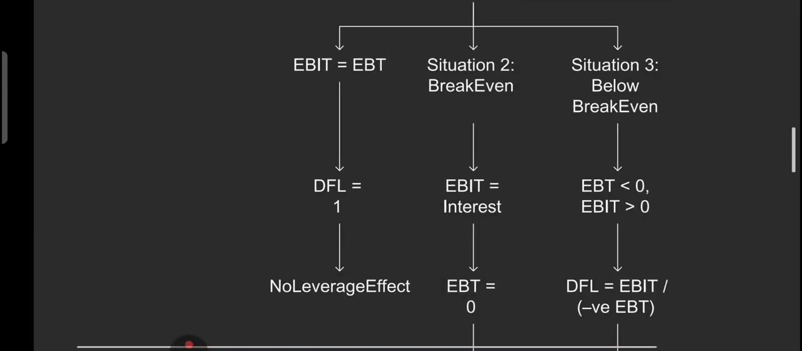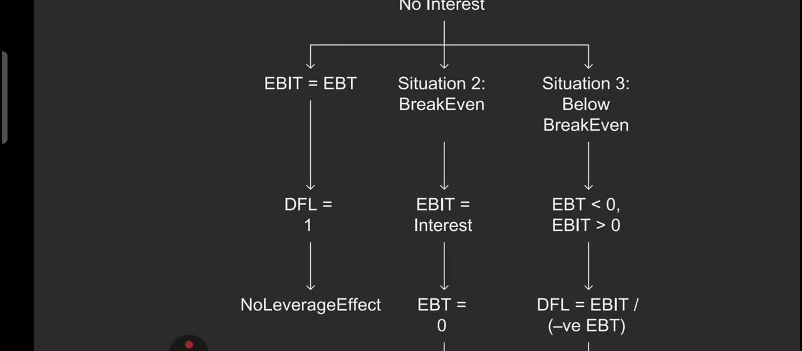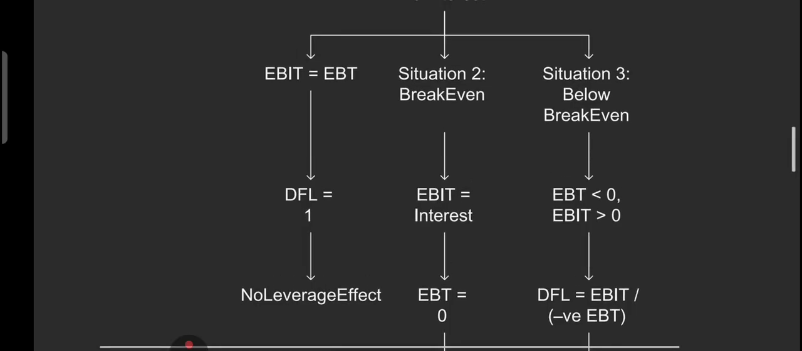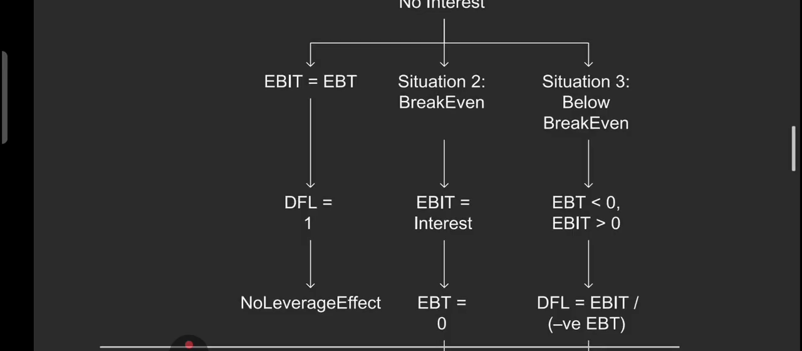Now this is situation number 2, called break even. Break even means neither profit nor loss. You are neither making profit nor making loss. What will happen in this case? Your EBIT, which is your earning, will be exactly equal to the interest. Interest means the cost you are paying, because you have taken debt and obviously you are paying interest on that. EBIT is your earning. So break even means no profit, no loss.